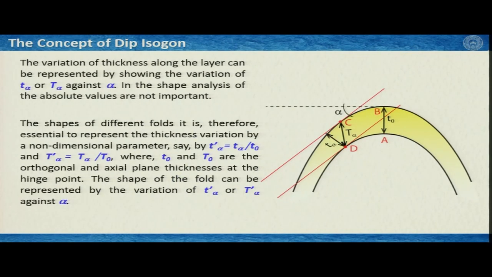Now, with the change of alpha, we can check the variation of thickness along the layer, and this can be represented by showing, as I said, the variation of small t alpha or capital T alpha against alpha. This analysis also has one more advantage: you do not have to have the absolute values. What I mean by that is, in the field you may take a photograph and one of your friends can zoom this photograph and do the analysis of dip isogons, and you print it at a different scale and do the dip isogon analysis as well.